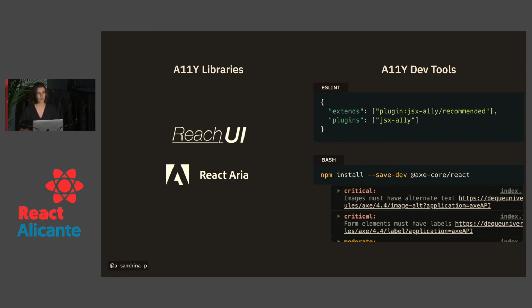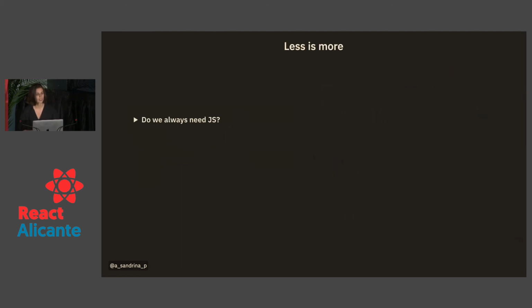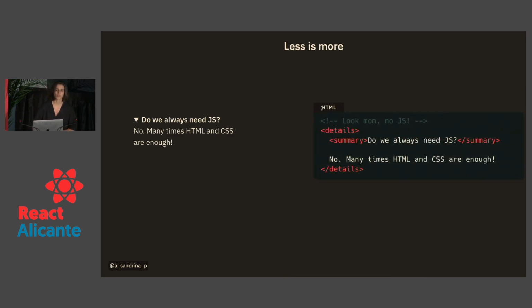Now, I've been talking about JavaScript quite a lot to solve accessibility, but do we need JavaScript all the time? So in this little interactive element here to toggle something, I didn't need any type of JavaScript. I used the most underrated HTML element, which is the details element, where you put the trigger content inside the summary and then the content itself in the rest of the element. And look, no JavaScript. So sometimes less is more.